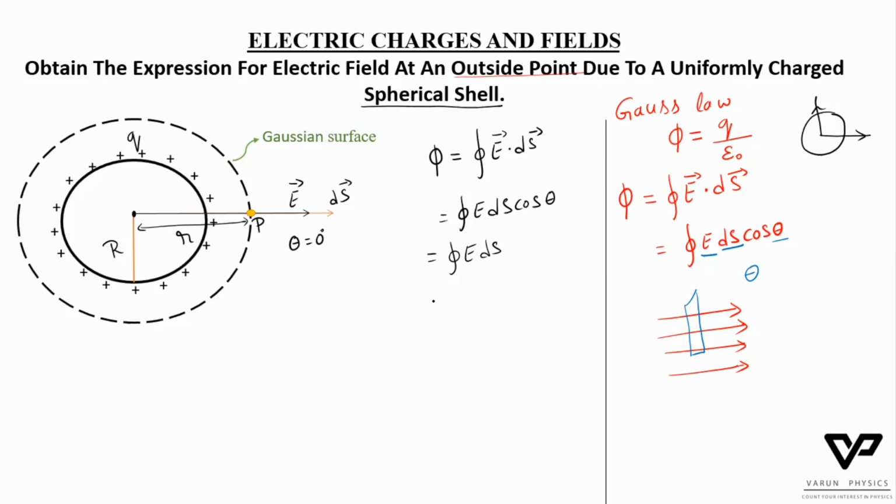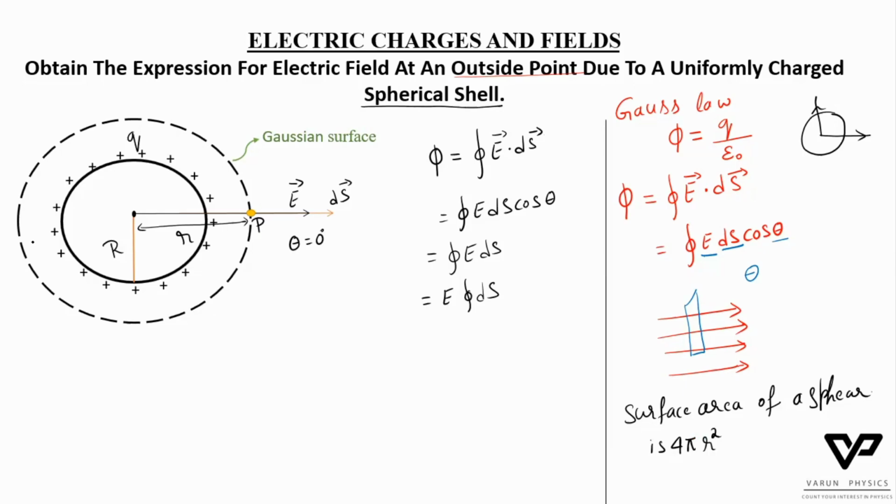Cos 0 is equal to 1. Therefore, E into integral of ds. See, this integral of small surface area will give the total surface area. The surface area of a sphere is 4 pi into radius square.